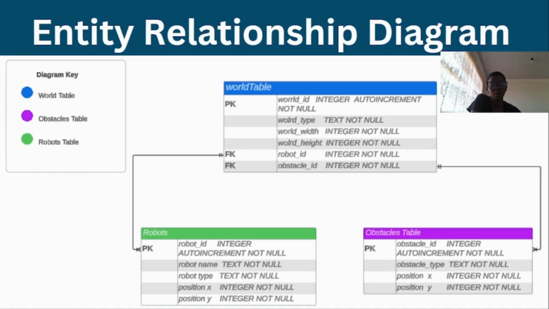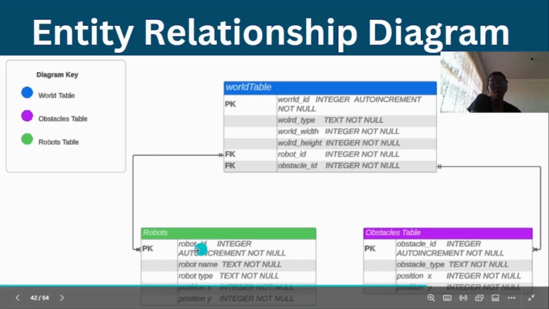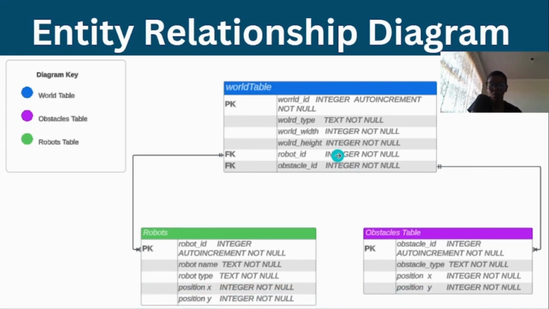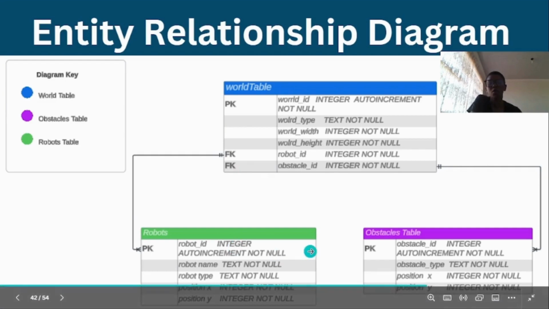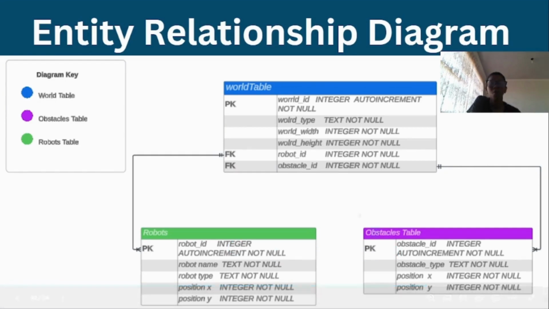Now, what this means is that many robots can exist in a world, as well as many obstacles can exist within the world. But only a single instance of the world can exist, which has robots and obstacles in it. All of our tables are in third normal form to reduce data redundancy and ensure data consistency.